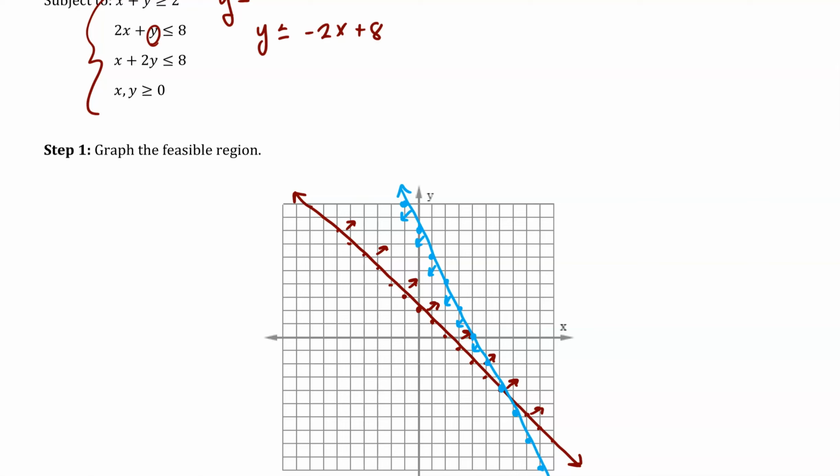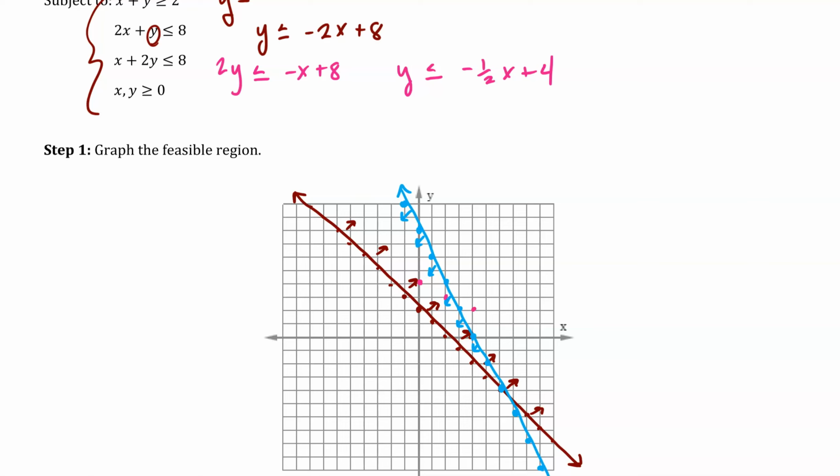So next we have 2y is less than or equal to negative x plus 8, and we still want to isolate y. So we're going to divide by 2, and we get y is less than or equal to negative 1/2 x plus 4. So now we need to graph the line, the y-intercept of 4, 2, 3, 4, and a slope of negative 1/2. Down 1, right 2, down 1, right 2, and we can continue that to the left.